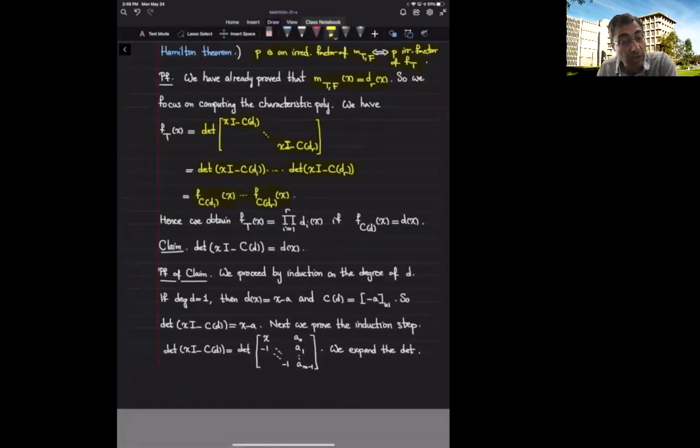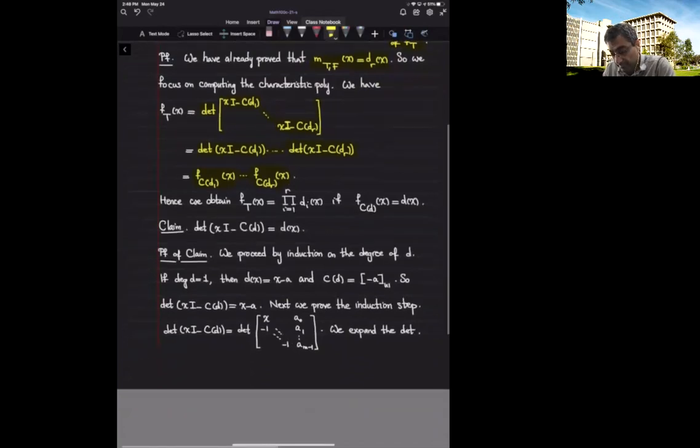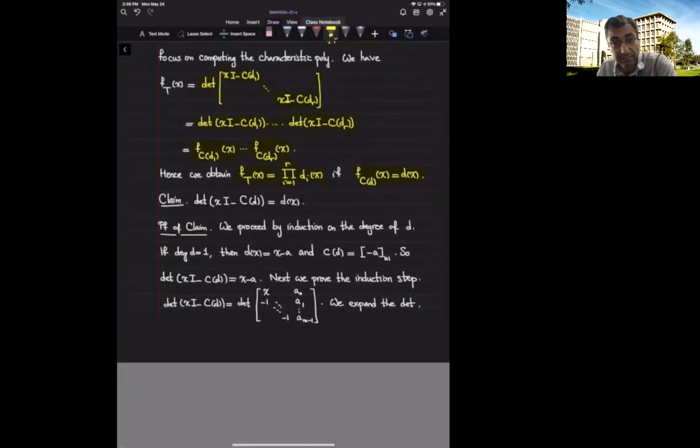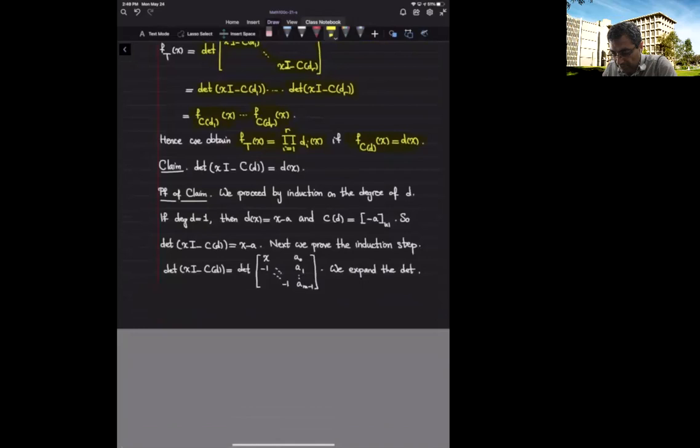So if we show that the characteristic polynomial of a companion matrix is the same as the polynomial that we started with, then I can replace this one by d sub 1, the next one by d sub 2, and so on, and we get the equality that we were looking for. So we get that f sub T, the characteristic polynomial, is the product of these d sub i's. Okay, so let's focus on the claim of why we have this equality. I need to show that the determinant of xI minus the companion matrix is d(x).